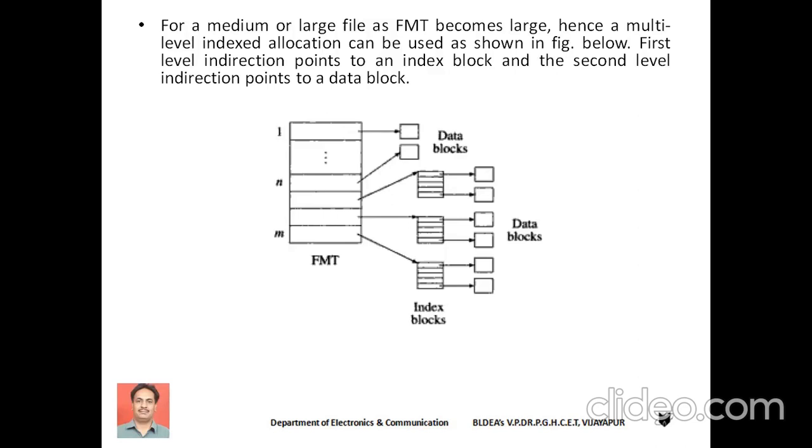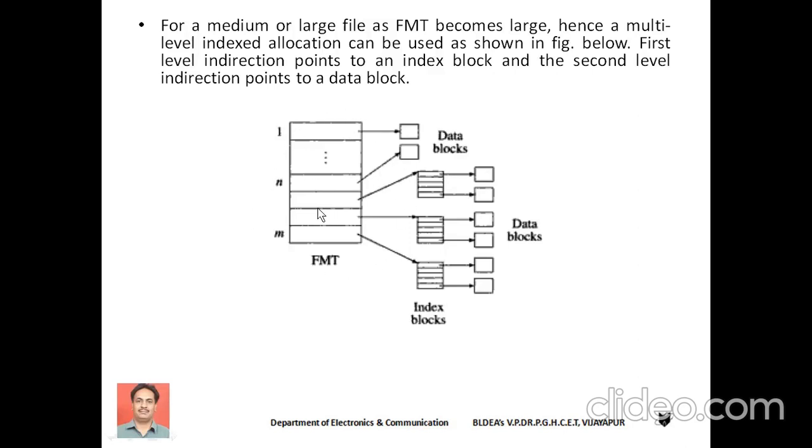So it is something like this. If the content of the textbook is very large, very lengthy, what we can do is have a content to the content, that is an index to the index, which can be referred to as multi-level indexing. So the same concept can also be adopted when the size of the file is very large in case of indexed allocation of disk space. Students, here we have an example.